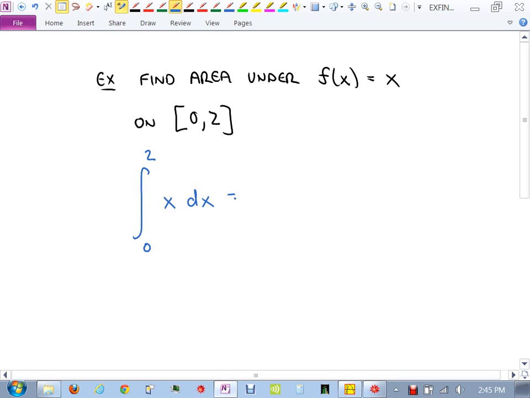Now, according to the fundamental theorem of calculus, what I need is the antiderivative at b minus the antiderivative at a, right? That's what I need. I put it in red just to remind you of what you actually need to find now. What is the antiderivative of x? Antiderivative.